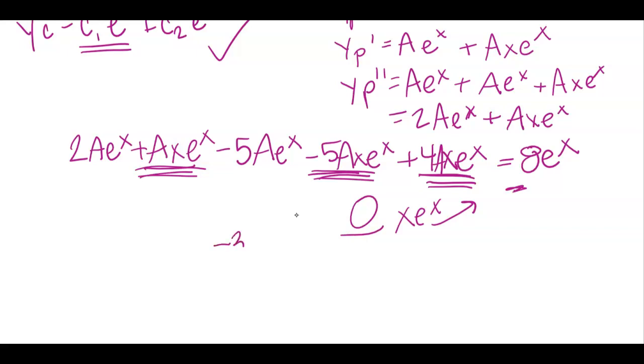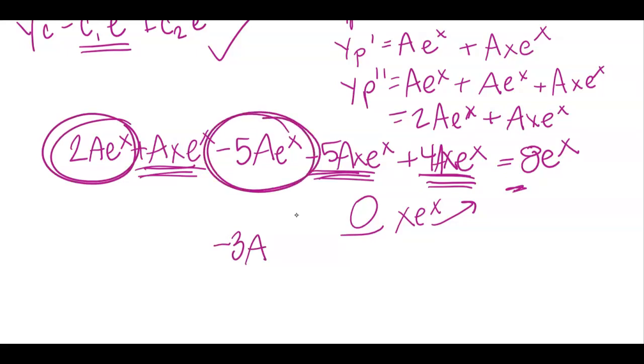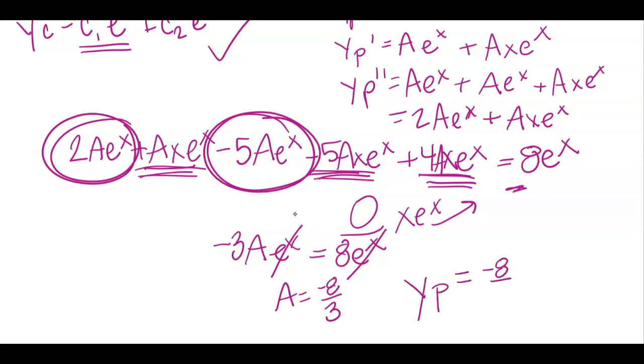And so therefore I need -3. I'm getting -3 from this to be equal to the right-hand side. So a must be -8/3. And so my particular solution is -8/3 x e to the x.